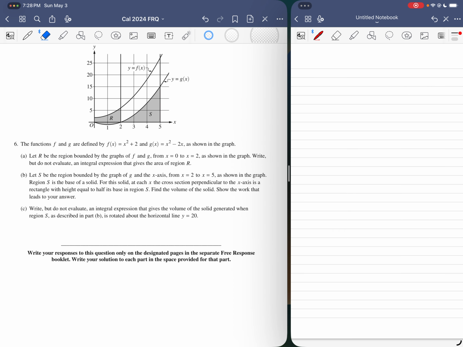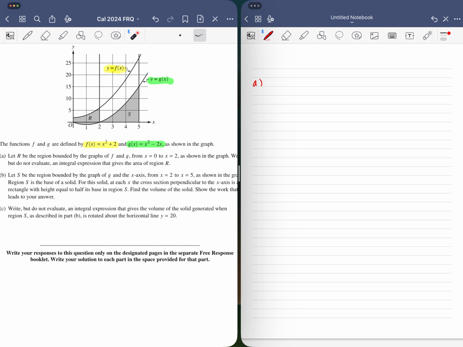The functions f and g are shown here. Do you see f? That's an f. Do you see g? This is a g, as shown on the graph. Let R be the region bounded by the curves, where x goes from 0 to 2, as shown in the graph. Right, but do not evaluate the integral expression given. So we just want to find this one from 0 to 2.